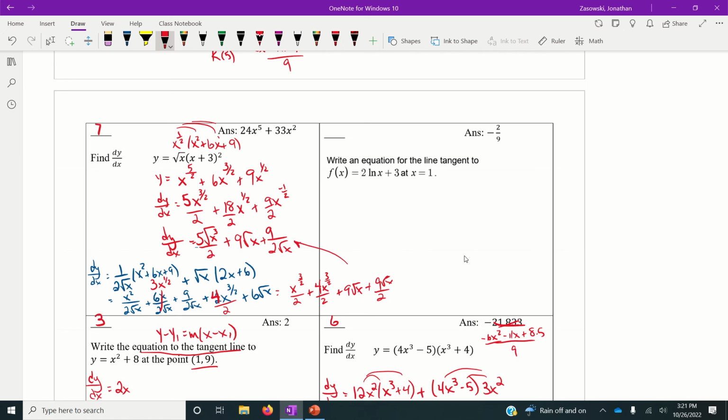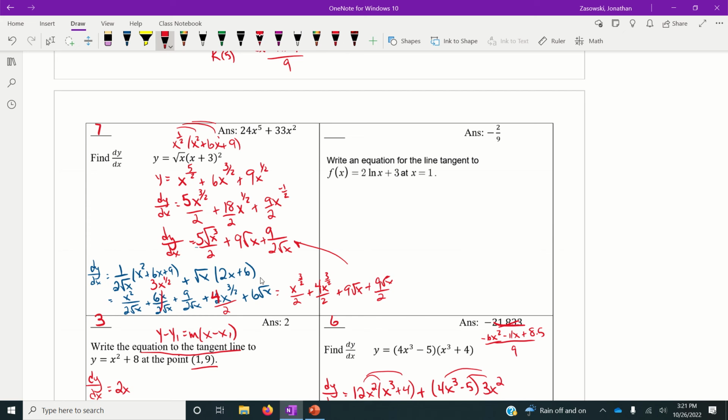So this is 5 x to the 3 over 2, okay? This is our 9 square root of x, and that is our 9 square root of x over 2. That's that guy right there, okay? That's it.